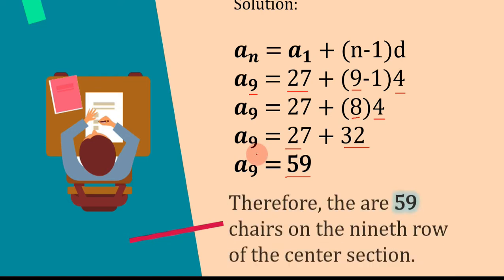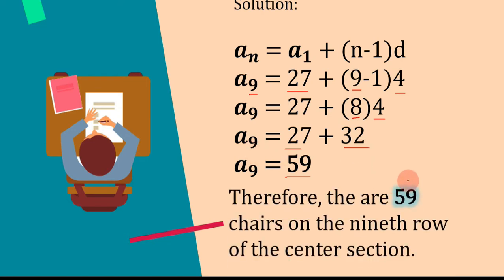Therefore, what is our answer? How many seats in the ninth row? We have 59 chairs or seats on the ninth row of the center section. I hope you got it. Let's proceed now to the next one.